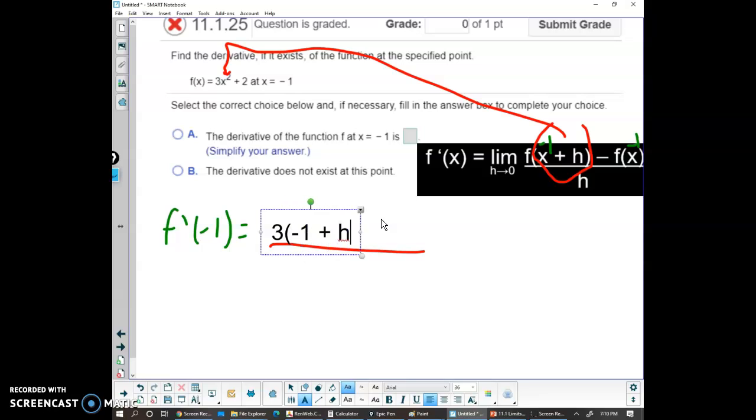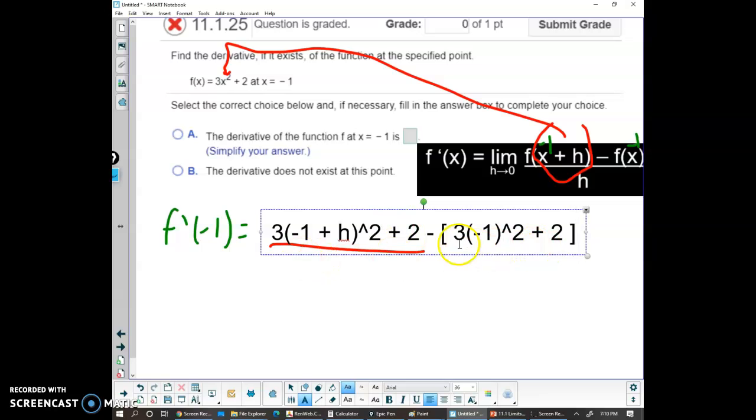(-1 plus h) squared, plus 2, okay? And then we are subtracting f of -1, so we're substituting -1 in. If you see this thingy right there, that's an exponent. Plus 2. Now, I just made a big mistake there because I didn't keep this chunk in a grouping symbol. You always want to keep this chunk in a grouping symbol, so you evaluate everything here and then subtract.